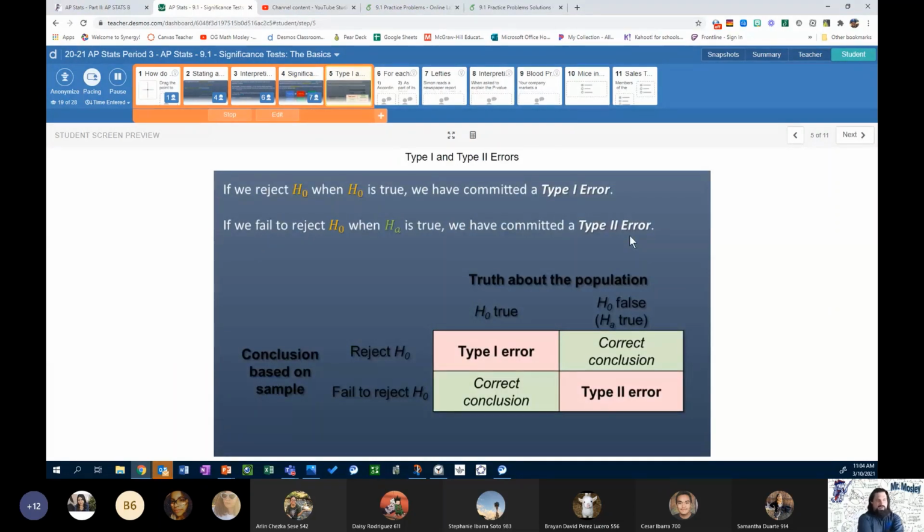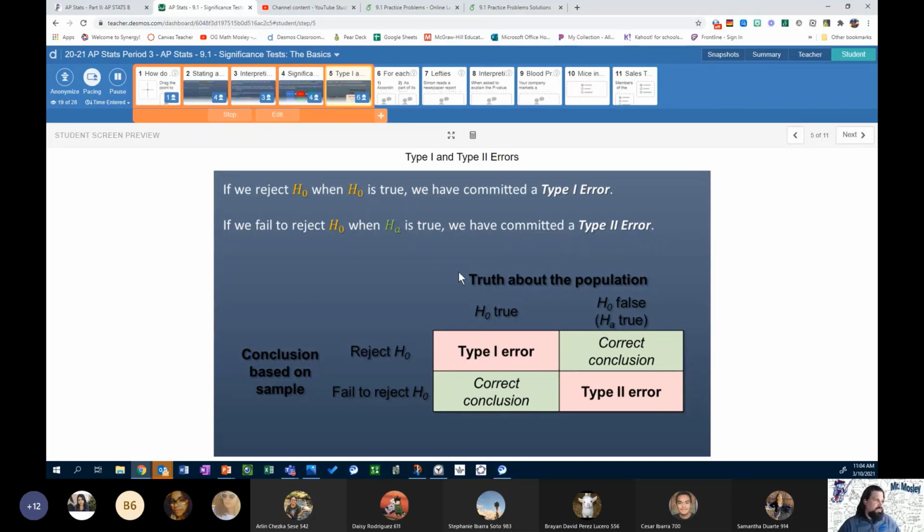And then we have our type 1 and type 2 errors, the two types of errors that can occur when doing a significance test. Right? If we reject the null hypothesis when the null hypothesis is actually true, we've committed a type 1 error. If we fail to reject the null hypothesis when the alternative is actually true, we have committed a type 2 error.